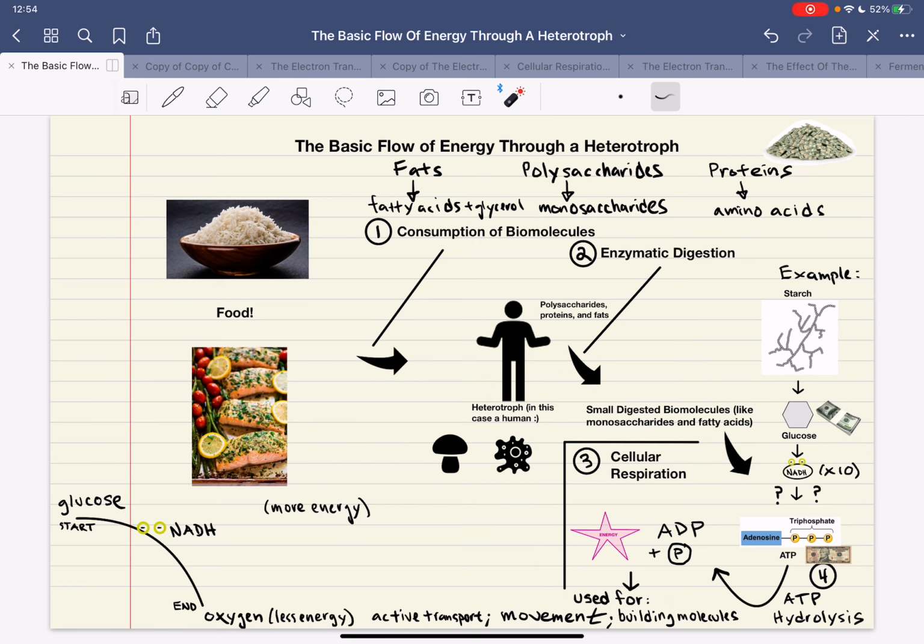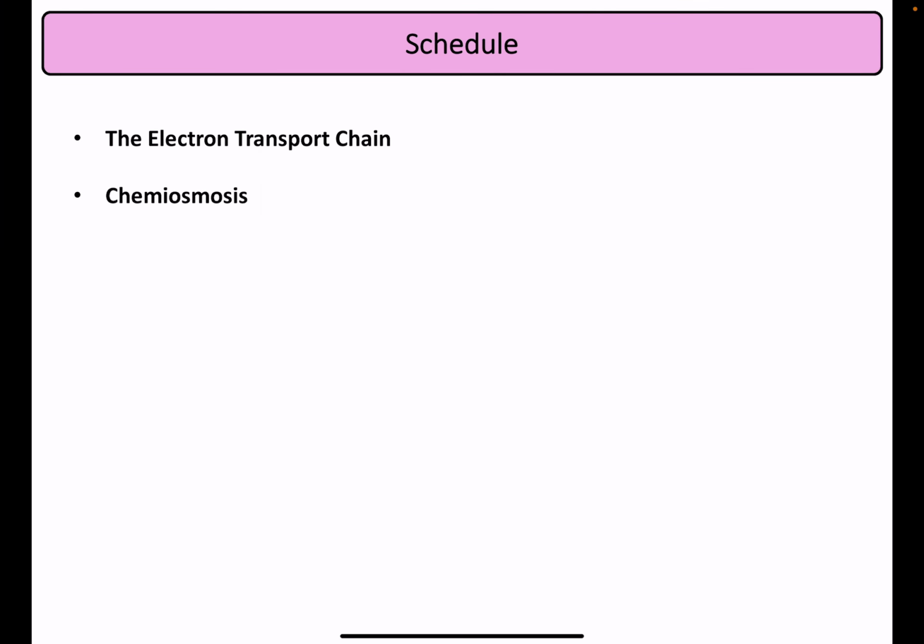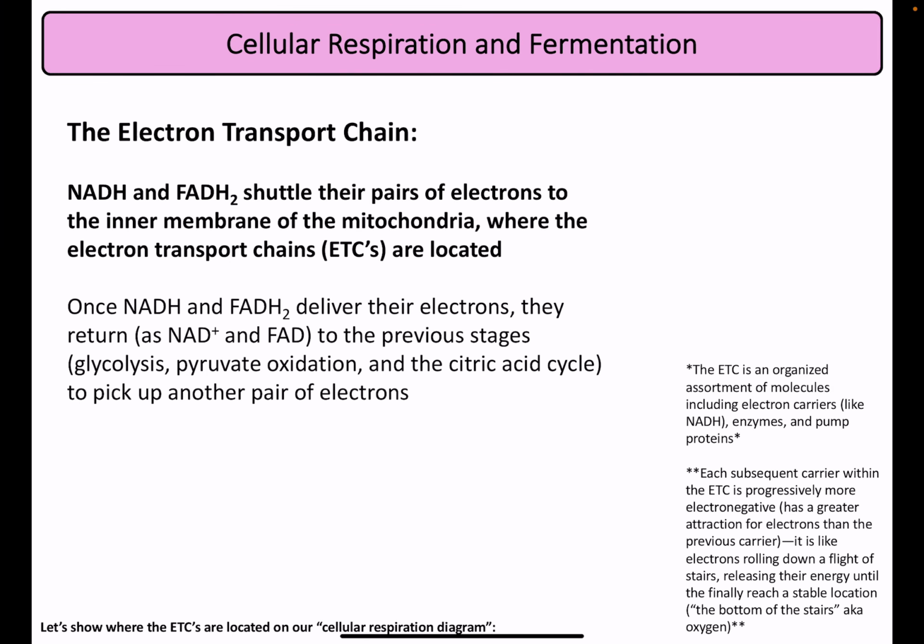Okay? So we're going to fill in the gap here. What goes on from here to here? Okay, so let's go to our slides. We're going to start with stage 4, which is the electron transport chain.